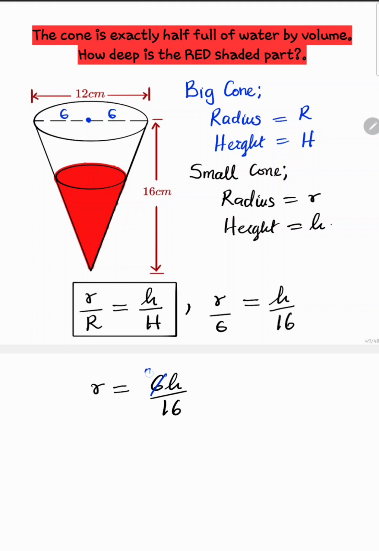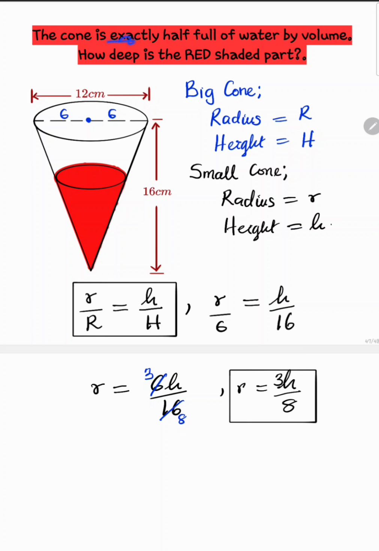3 here, that's 2 here, that's 3. 2 here, that's h. So R is expressed as 3h over 8. So this equation will be used in solving this problem. And let's see the other information given to us.